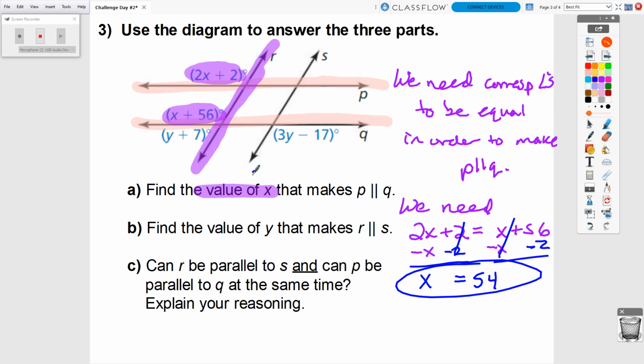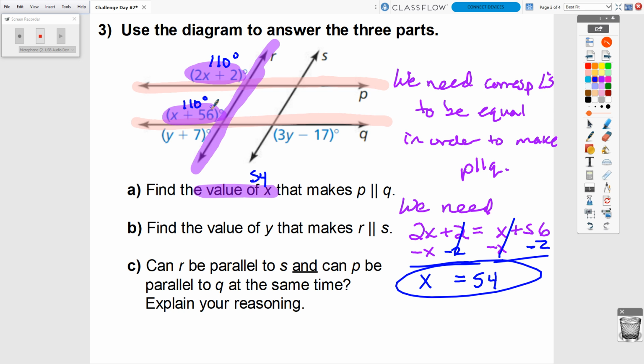So find the value of x that makes P parallel to Q. So if I plugged 54 back into x, this would be 108 plus 2 more. This makes this a 110 degree angle. 54 plus 56 makes 110 degrees. Hey, if x equals 54, then the corresponding angles will be equal. And if the corresponding angles are equal, well, then P must be parallel to Q.